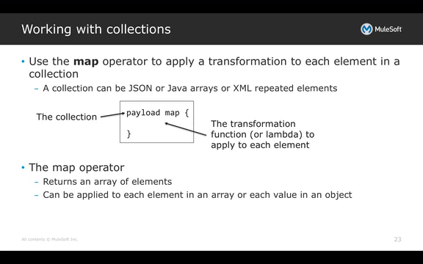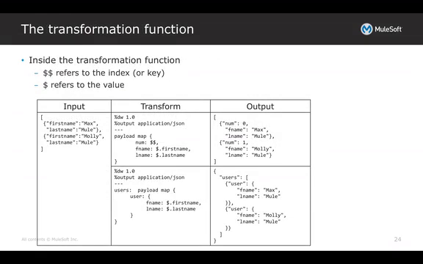The map operator will return an array of elements and can be applied to each element in an array or each value inside of an object. Here's an example of some map usage. Inside of the transformation function, we can use $$ for shorthand representing the index or key, and $ to represent the value of that key that it's currently iterating on.